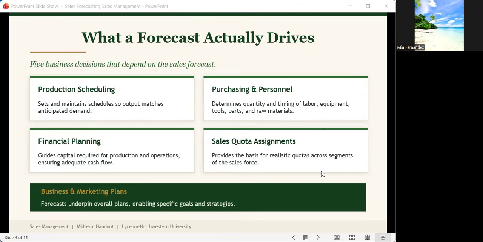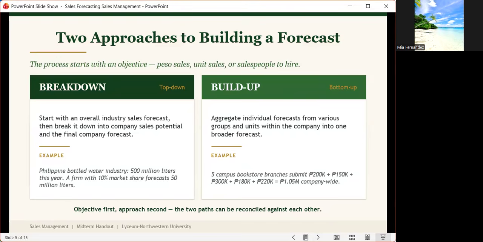Now, how do we actually build one? Okay, so let's take a look at the two ways. We have the breakdown and build up.